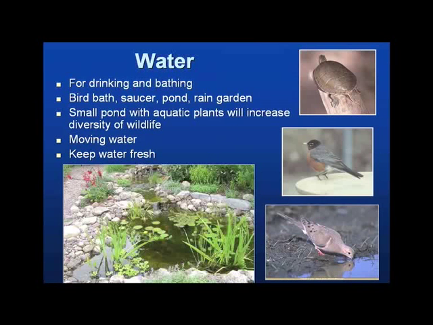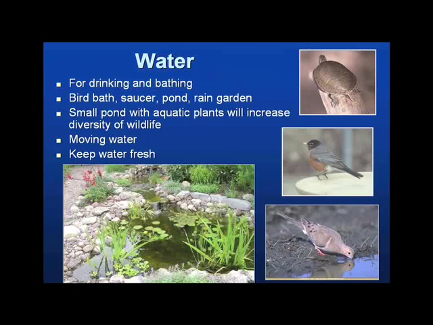Okay, the last habitat component is water. And water, again, obviously is critical for wildlife. They use it for both drinking, and some species will use it for bathing. It can be as simple as a bird bath, or just a saucer or a dish that you might put out in your backyard, or it could be a rain garden or a large pond, or maybe you have a wetland complex or a lake on your property. But as you start to add even aquatic plants, you're going to increase the diversity of wildlife. So if you have a pond versus just a bird bath, you'll attract different species.